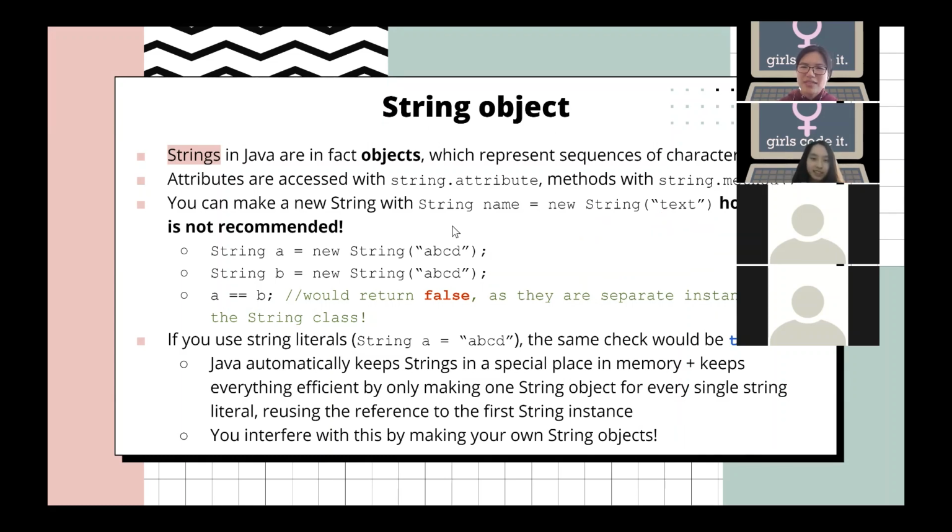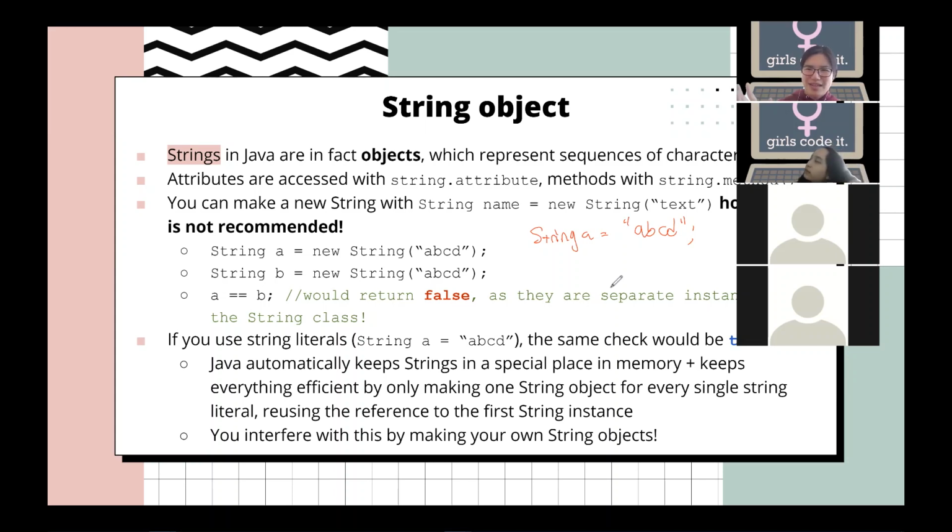The better way to make a string, with the same idea, would be string A equals ABCD. It's just like how you would instantiate a primitive type. You put the text around double quotes instead, and you use the string type.